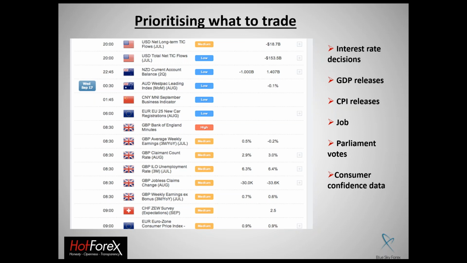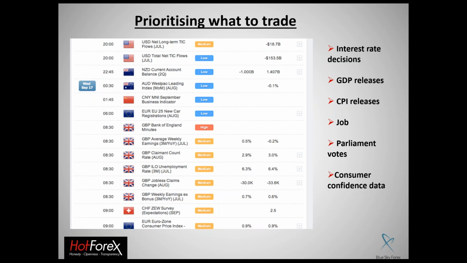Now, job data, as I mentioned, non-farm payrolls, for example, is a good one that definitely makes the prices move. Then we have the parliament votes, another thing definitely worth considering. And of course, last but not least, we have the consumer confidence data, and there are some others out there, but these are listed as the most impactful news, okay, or events. Worth keeping an eye out for. Definitely choose one or two of them and start practicing.